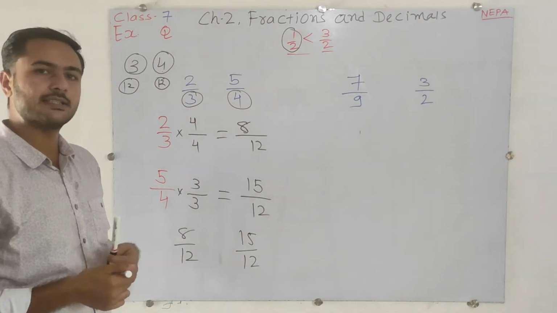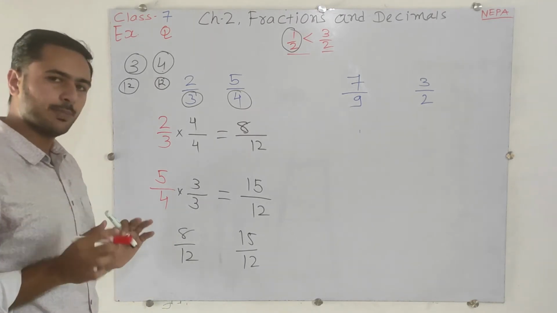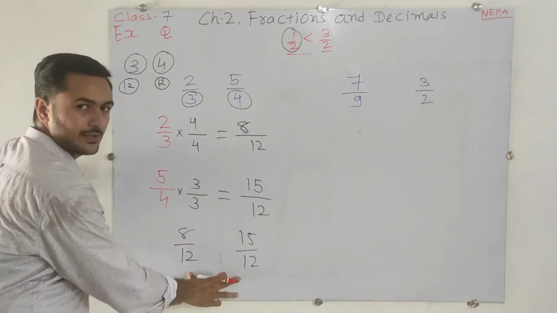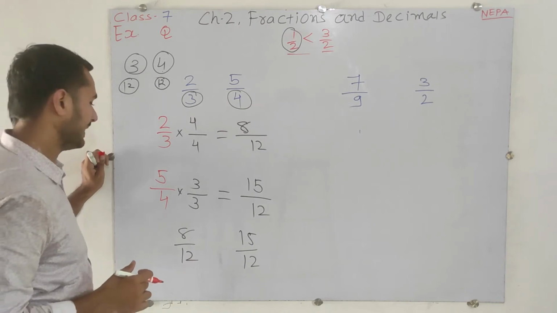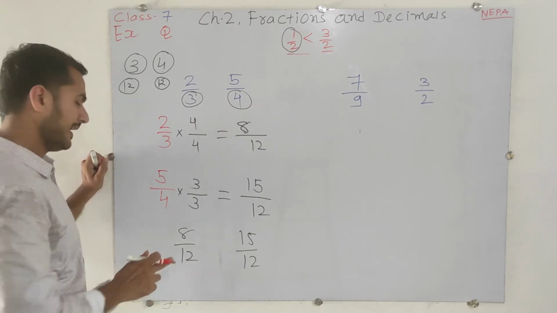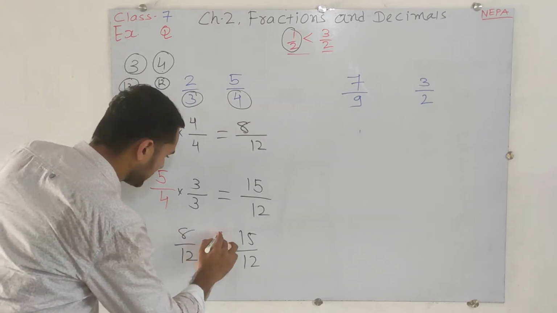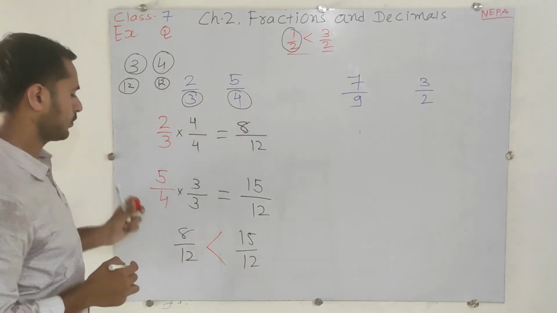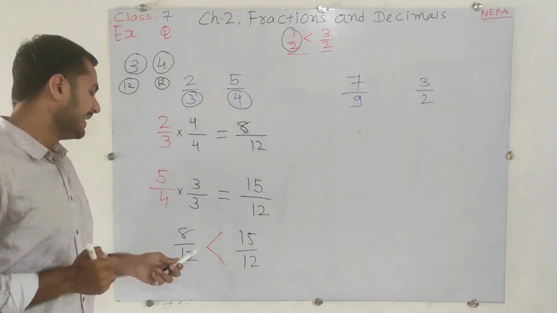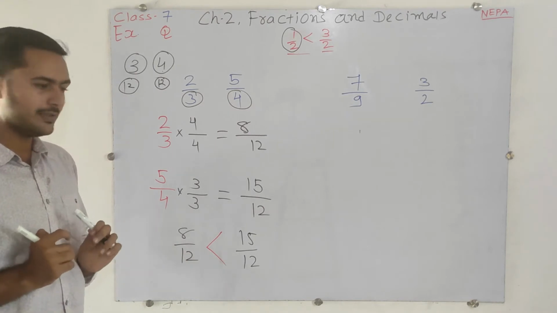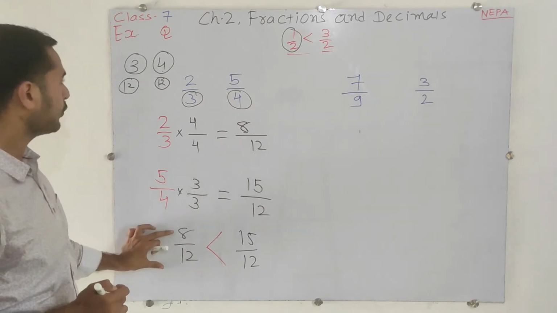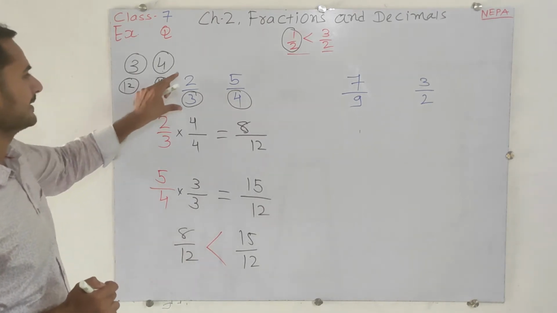Okay, so here we have these two numbers. Now we will compare: the denominators are the same. So let's check the numerators, that is 8 and 15. Which is the smaller one? 8 is the smaller one, so we will put the less than sign. So we can say that 8 upon 12 is less than 15 upon 12. Now again, 8 upon 12 means which number? 2 by 3, that's here.